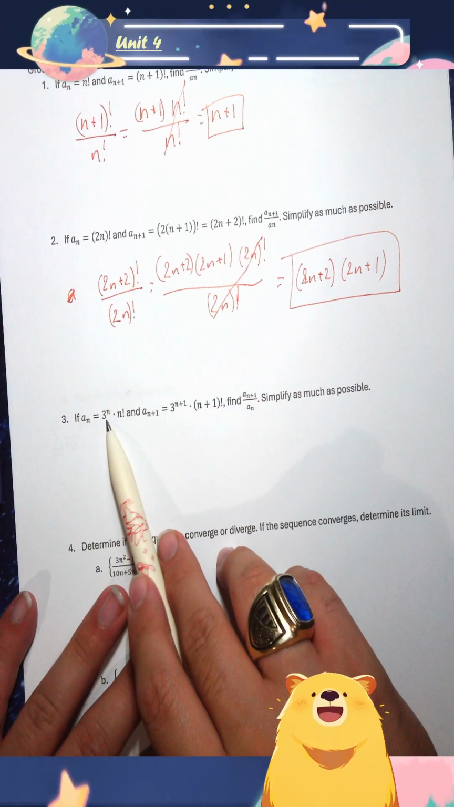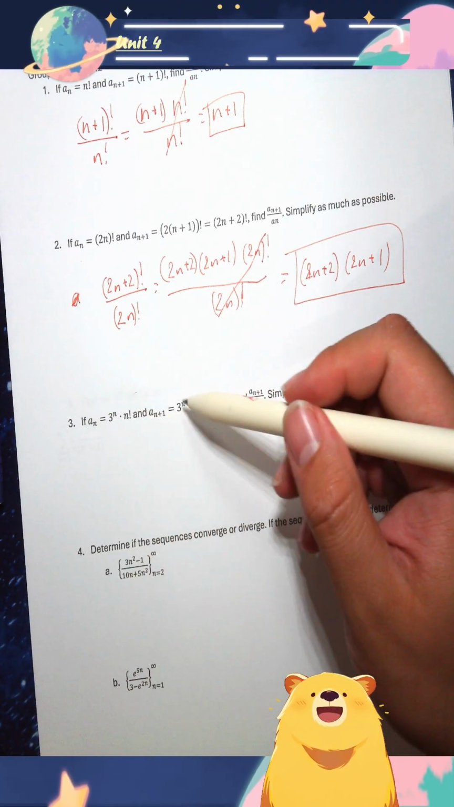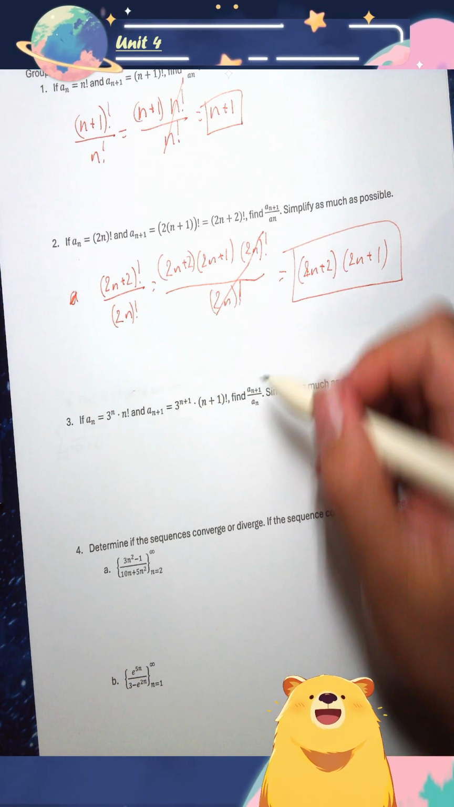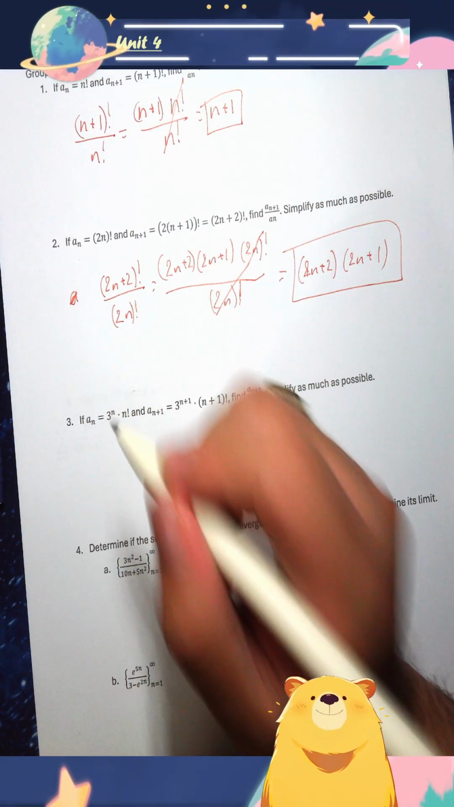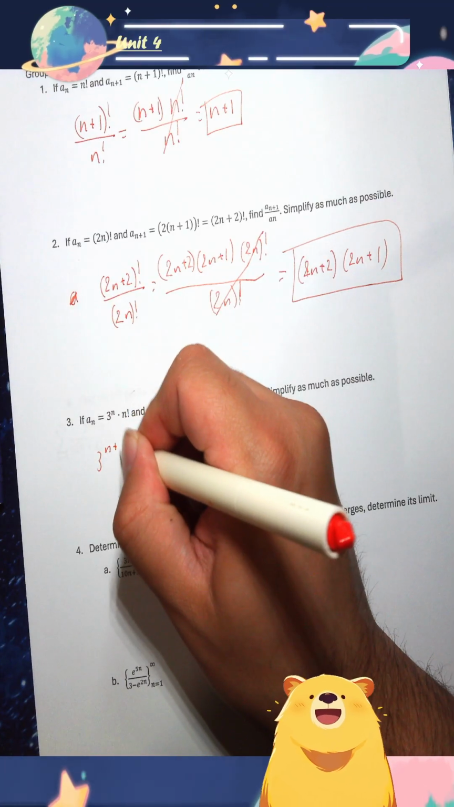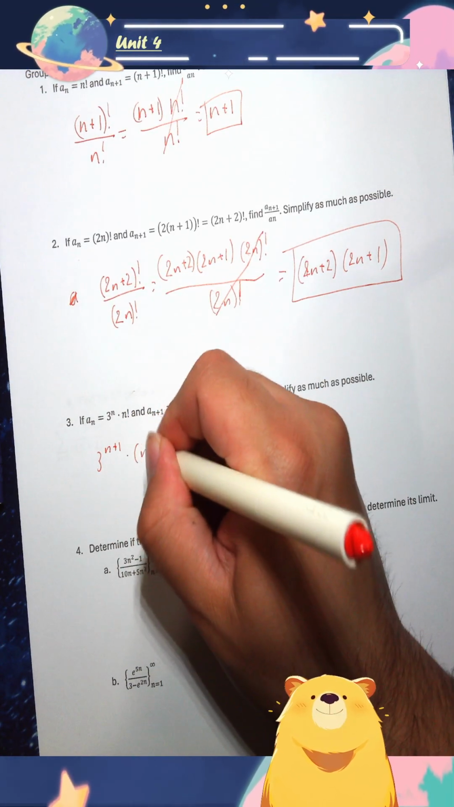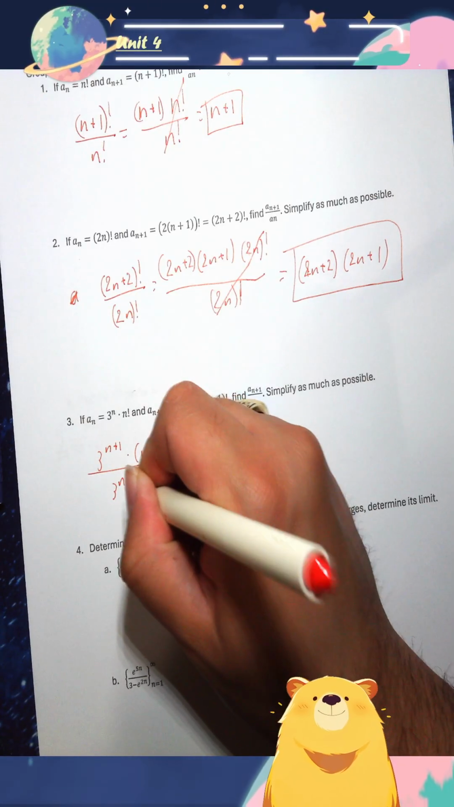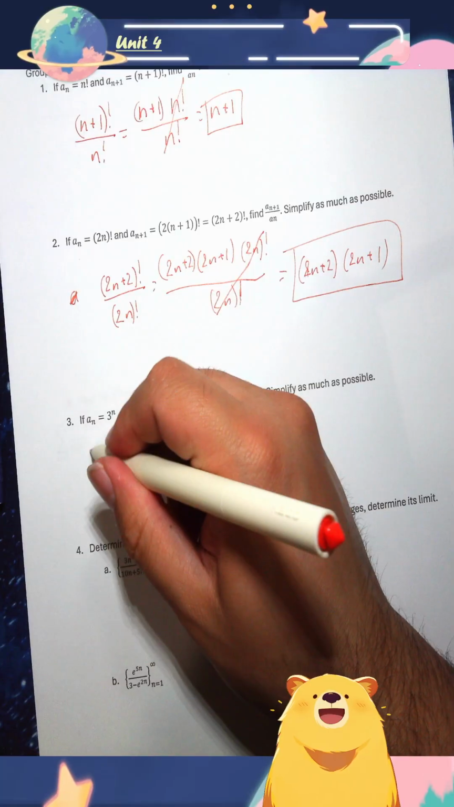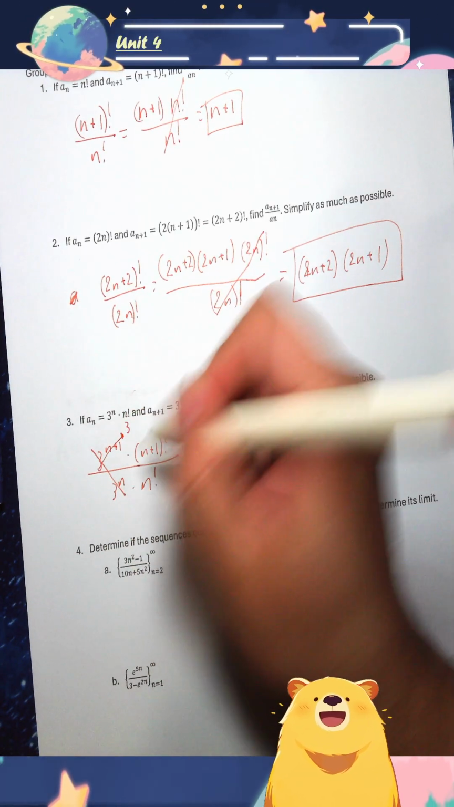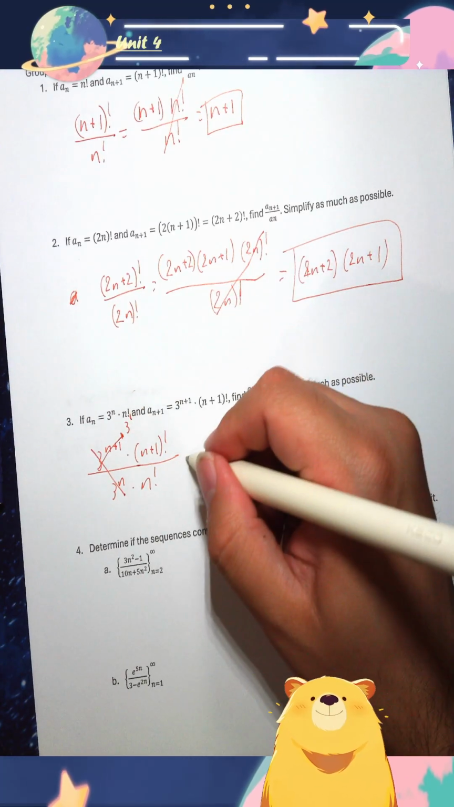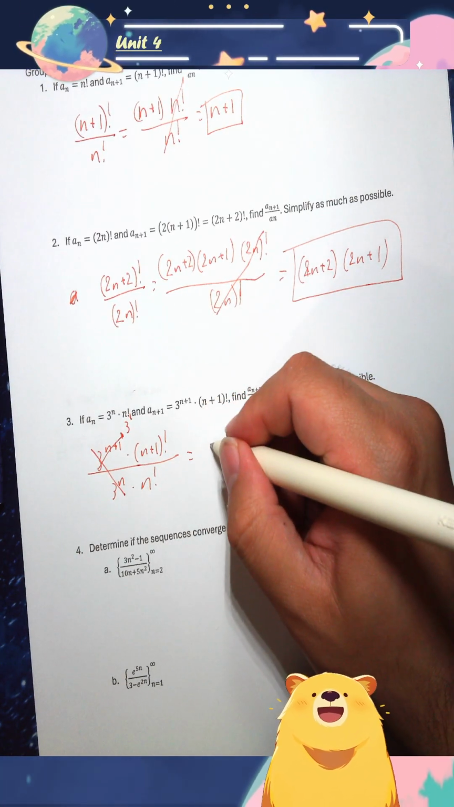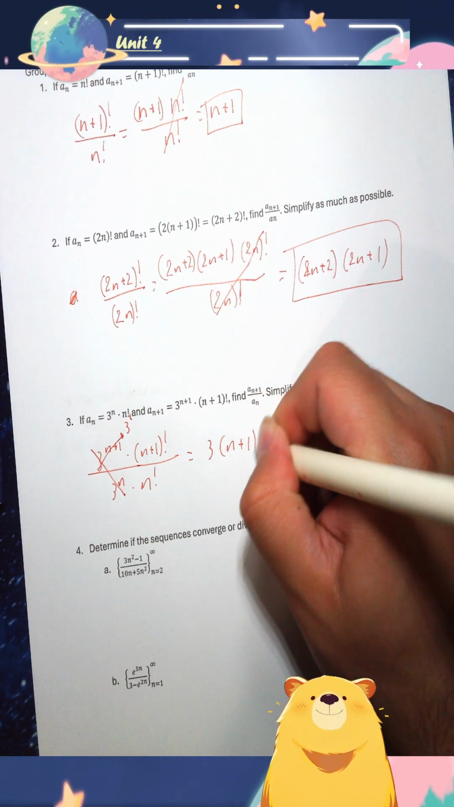If a_n is equal to 3 to the power of n times n factorial, and a_(n+1) is equal to 3 to the power of n plus 1 times (n+1) factorial, find a_(n+1) over a_n. So we have 3^(n+1) times (n+1) factorial over 3^n times n factorial. This will make this just go to 3 because there's one 3 left. And then this, as we know, will just simplify to n plus 1. So we have 3 times (n+1).